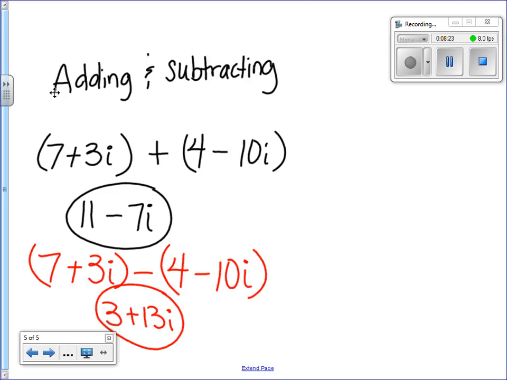You can also multiply complex numbers, but before we multiply complex numbers, we need to talk about the powers of i. I'm going to give you a second to get that written down, and then we'll talk about the powers of i.